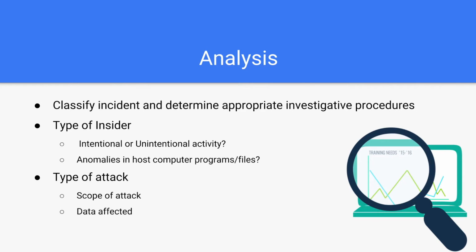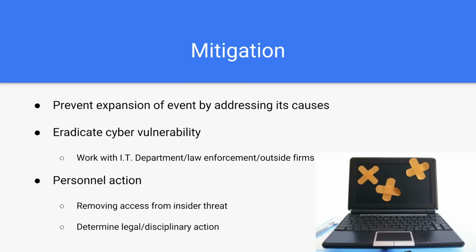Once the type of the attack is determined, it'll be easy to find out how far the attack reached. Making sure you know what data was affected is important because malware could be hidden in affected data and could be a cornerstone for the next attack.